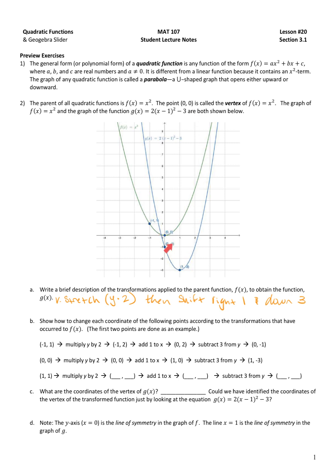It definitely looks like I had a vertical stretch. It's taller than the green graph. And we took the vertex 0, 0, and we moved right 1 and down 3 to get the vertex of the new graph.